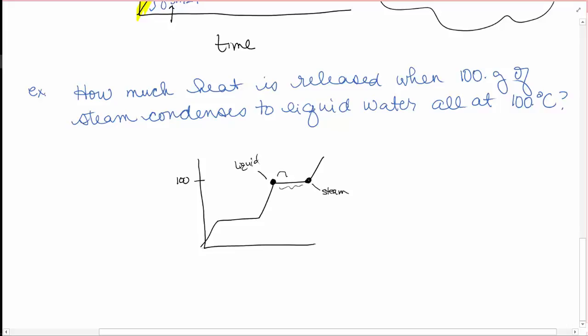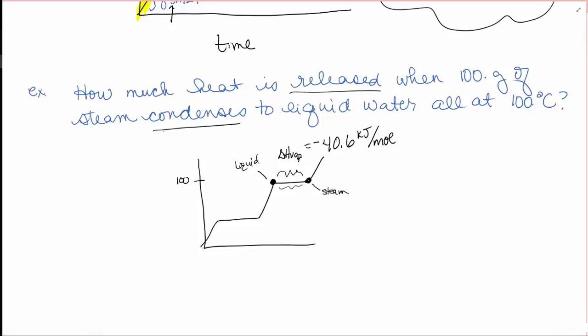So in this area, I have to use my heat of vaporization, which I know is 40.6 kilojoules per mole for water. Well, is it negative or positive? Well, it's condensing. Heat is released. That's given off. So I am going to add a negative sign to that. It's important you remember to do that. That's my conversion from moles to kilojoules.